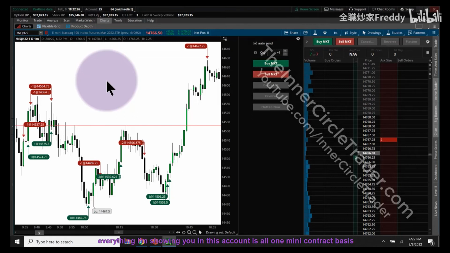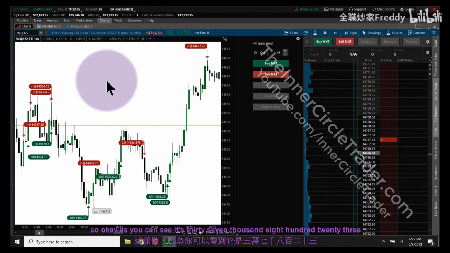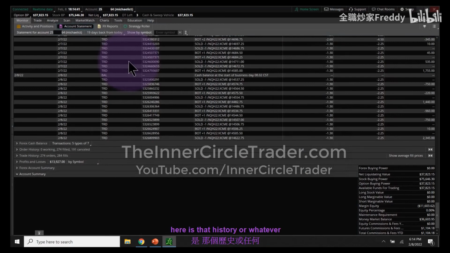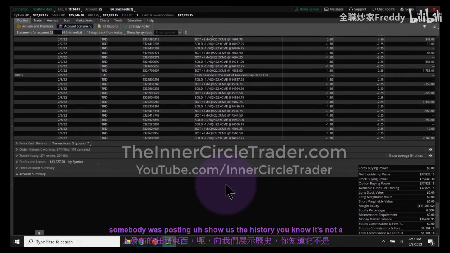Everything I'm showing you in this account is all one mini contract basis. Not more than one, it's just one. Because of the leverage and the limitations of margin, it prevents me from doing so. Okay, as you can see, it's $37,823.15. And those trades that I showed you on the chart, here is that history, or whatever somebody was posting. Show us the history. You know, it's not a live account unless you can show this area here. Well, here's the trades I've taken for today.